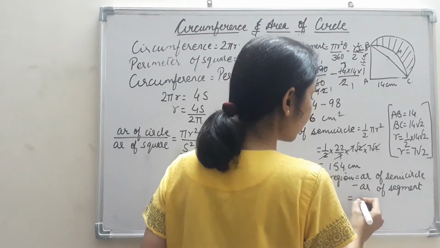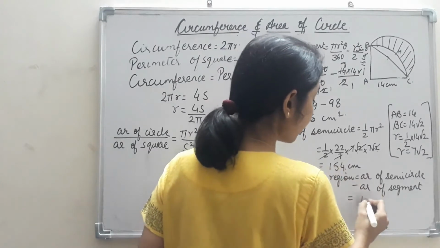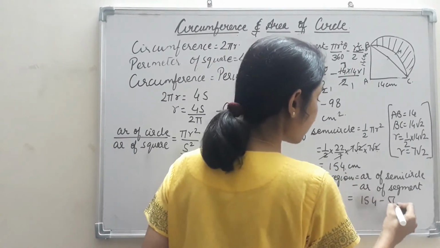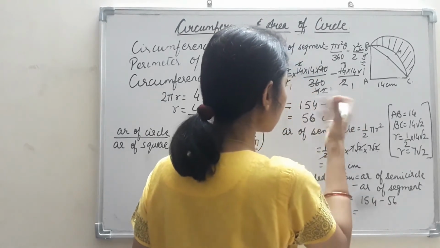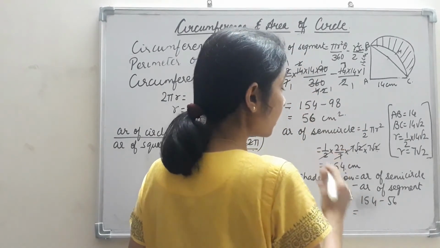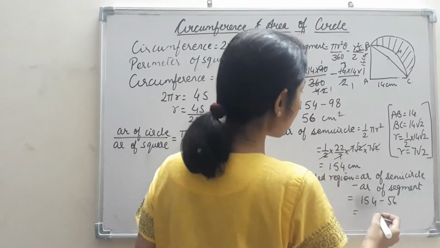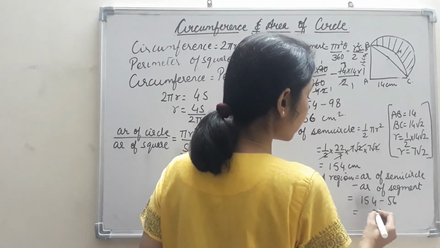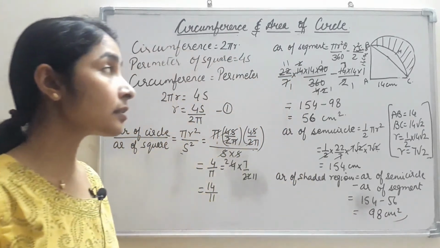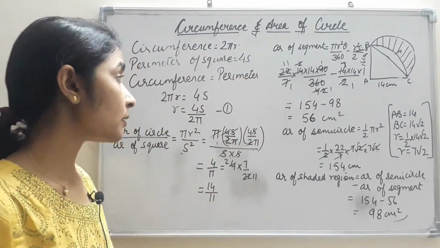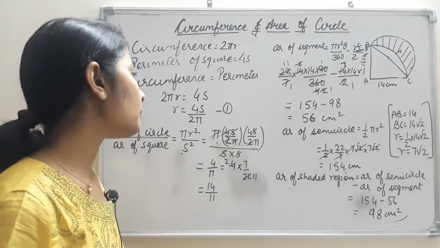So that is equal to 154 minus 56. Again we are having the reverse of this, that 154 minus 56 will give me 98. So it is 98 centimeters square. So this is how we get the area of the shaded region. So these are the application based questions.